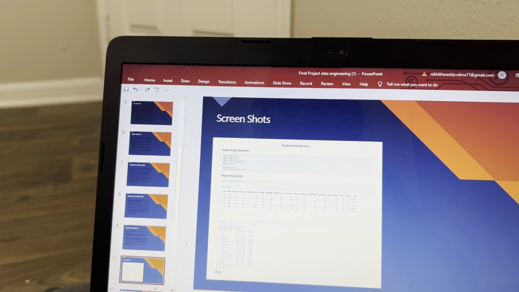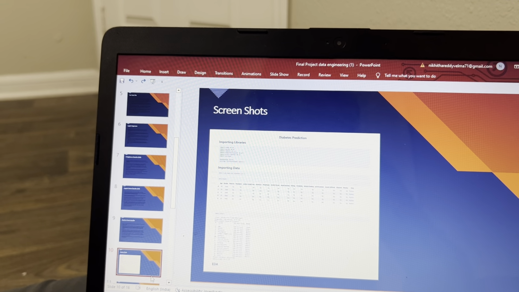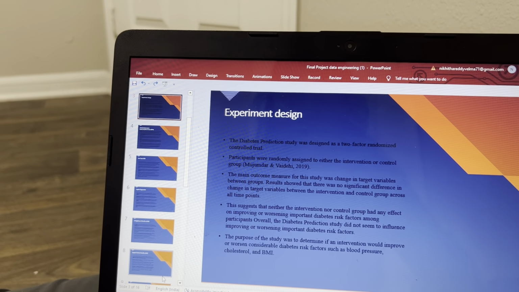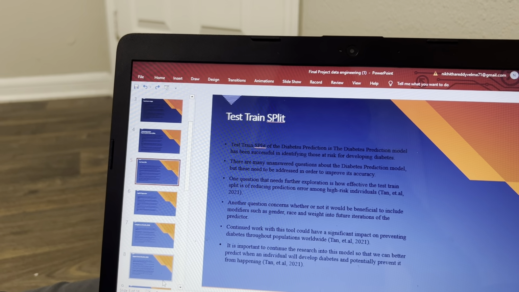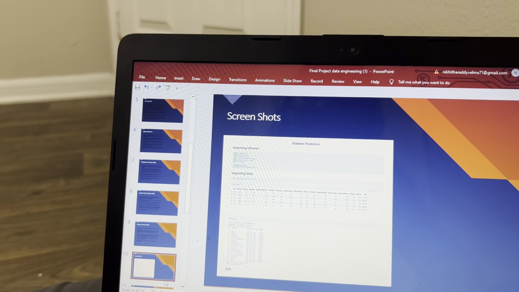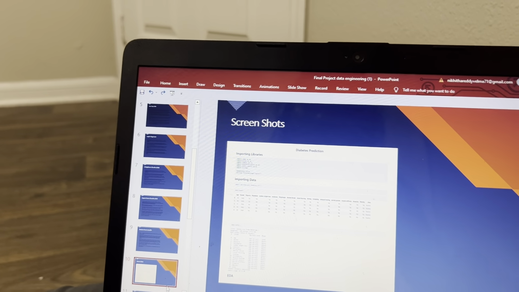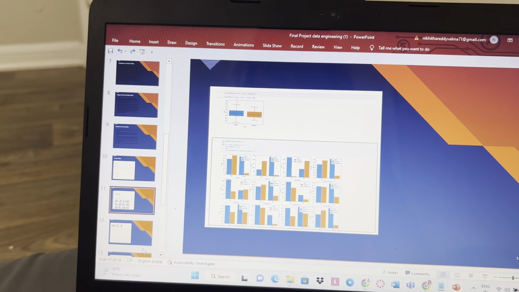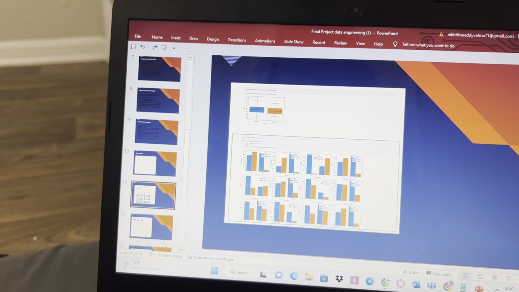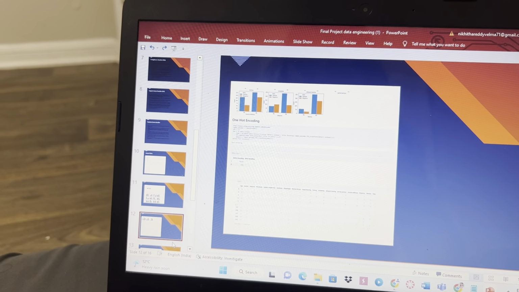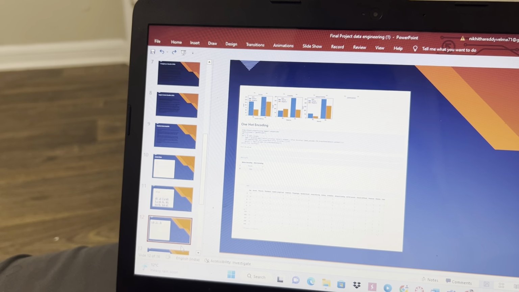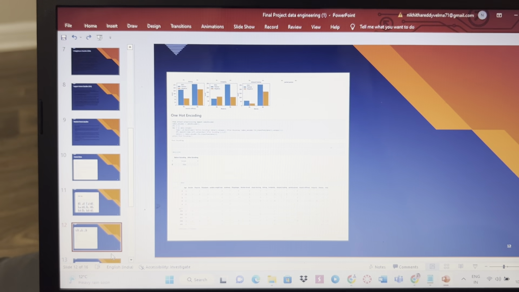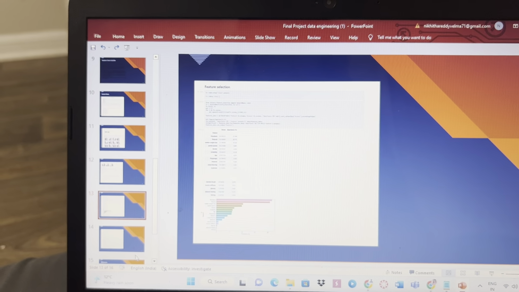And here are the screenshots of the importing libraries, importing data and EDA. EDA means, as I told you before, exploratory data analysis. Here you can see the drastic changes of the graph. And here you can see one hot encoding and everything. Here you can see the screenshot of the one hot encoding, and here the feature selection, and you can see everything here.